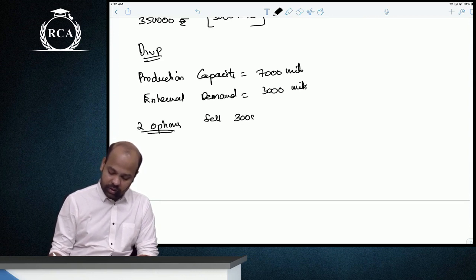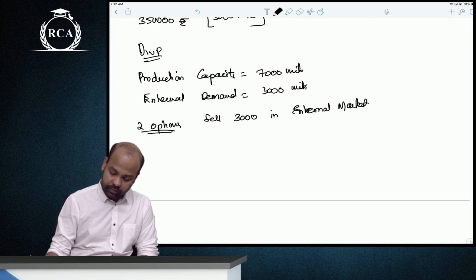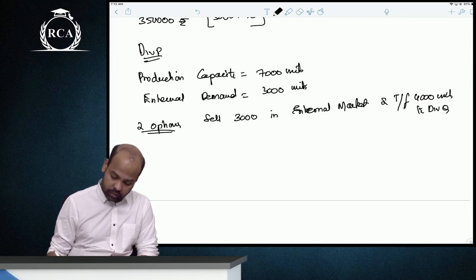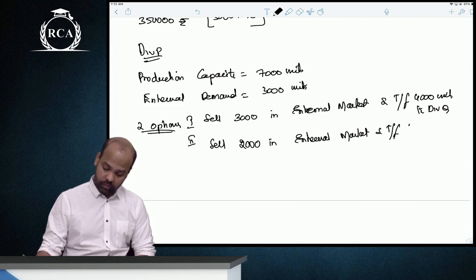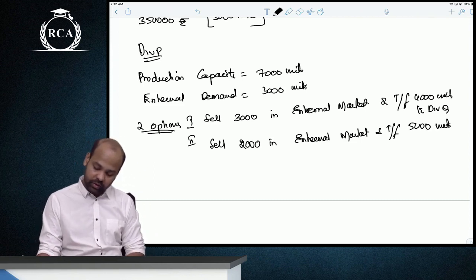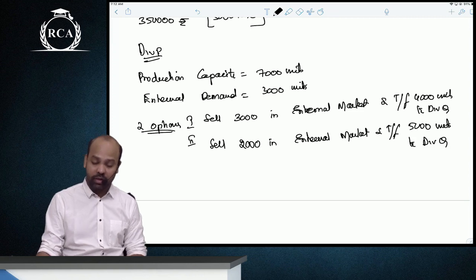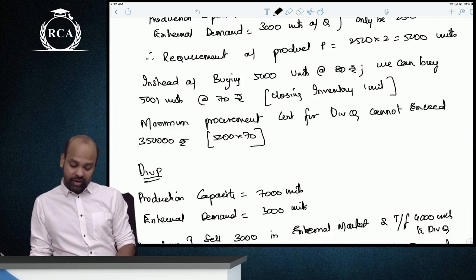Sell 3000 in the external market and transfer 4000 units to division Q. Second alternative, beta, is to sell 2000 only in the external market and transfer 5000 units, beta, to division Q. We will see which of these 2 alternatives is a better alternative, beta.